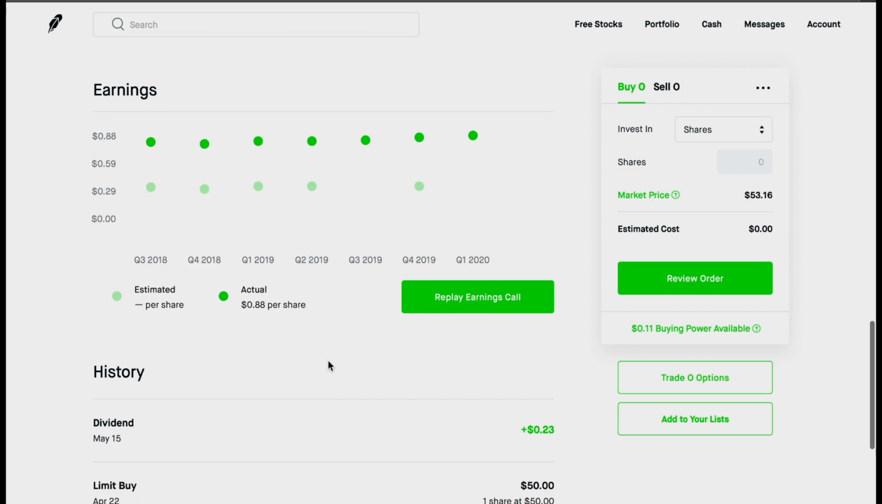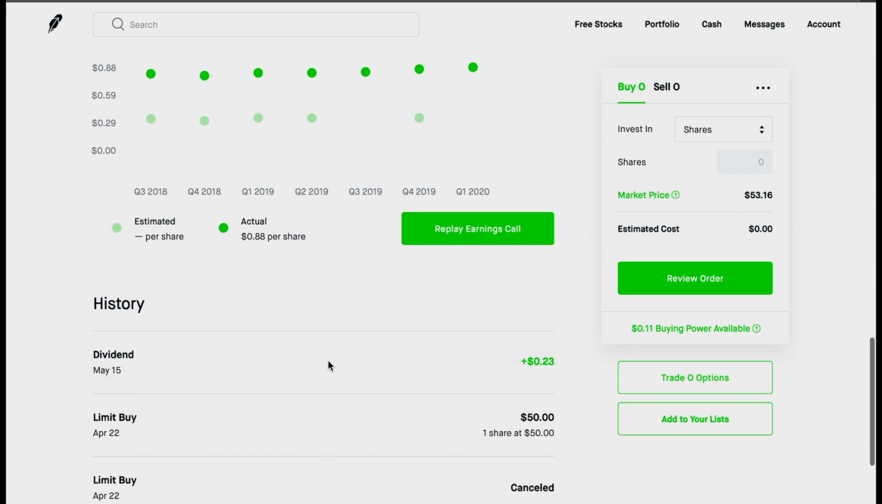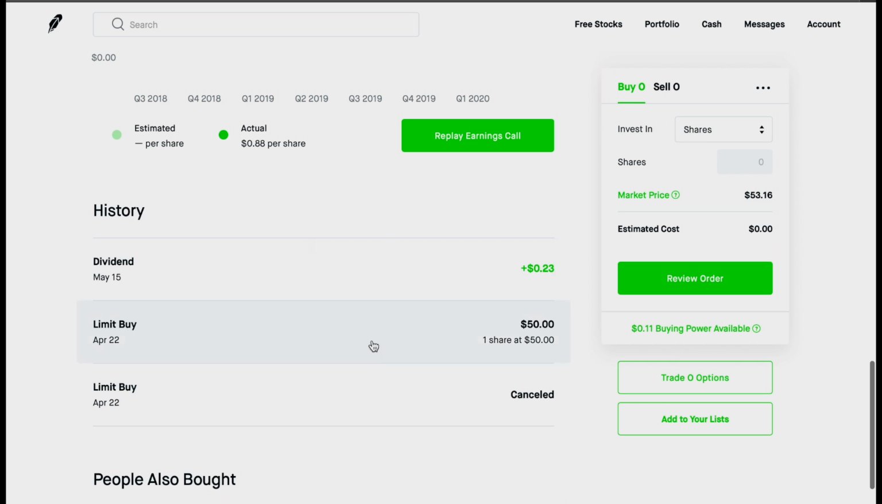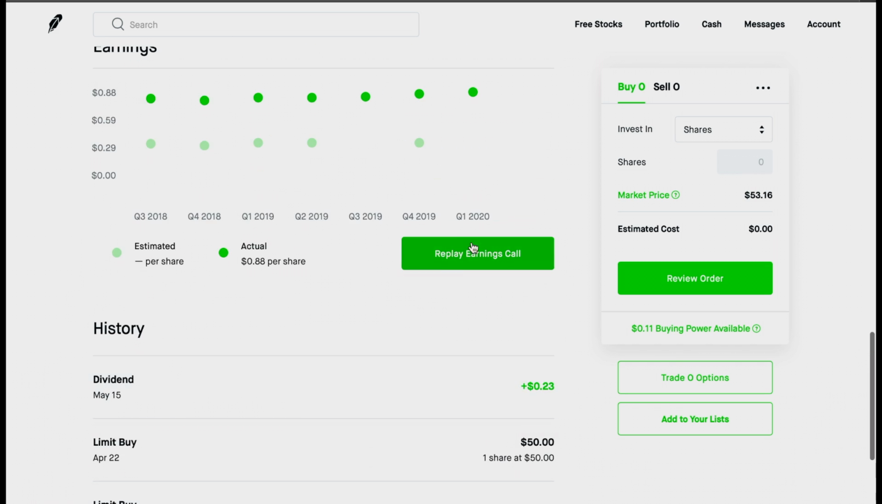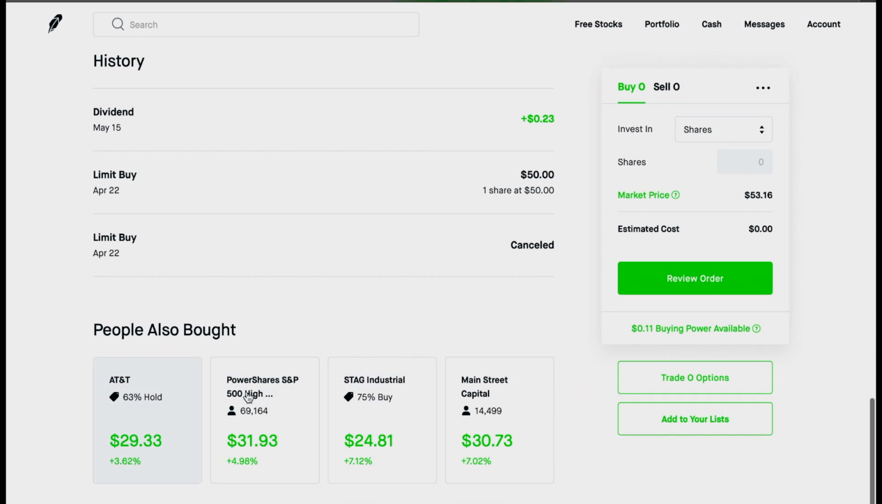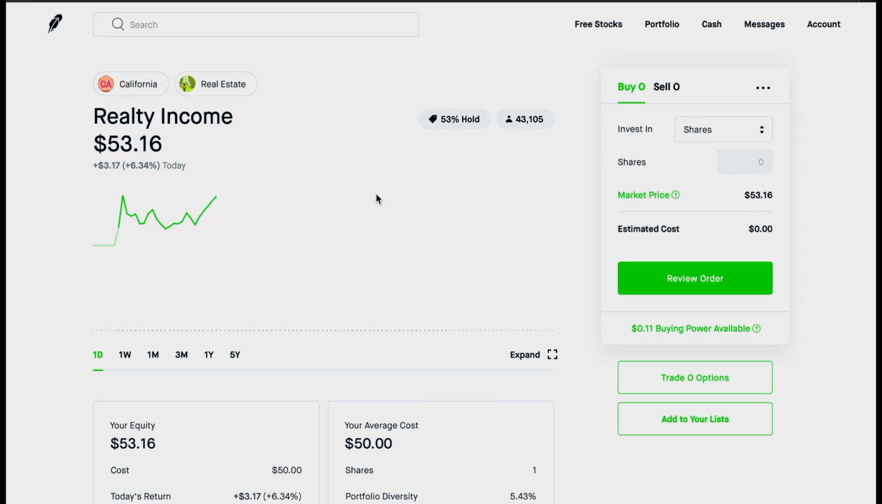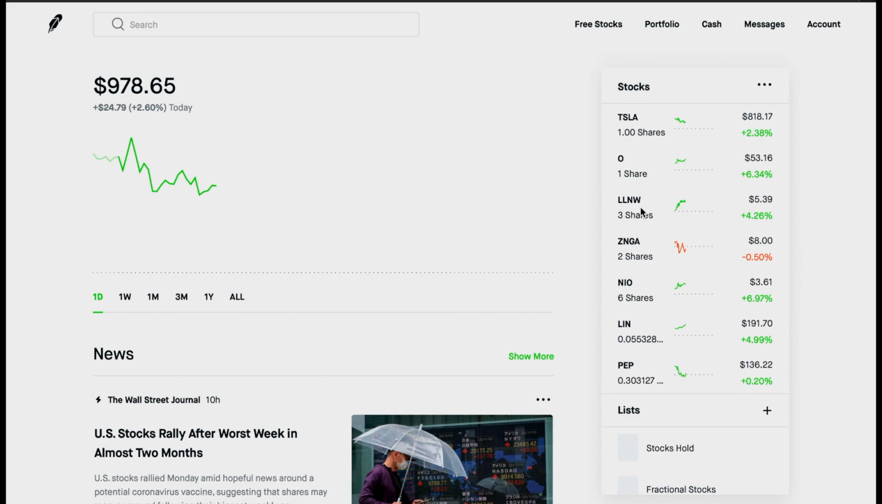If you scan down further, you can see the dividend I received on the 15th, as well as the order I placed. And if you had any canceled orders, you would see those as well. And then you can see here, you can replay their earnings call, and then some more stocks that people bought as well. So then looking back, I bought some of these smaller shares. I initially invested, I think, $25, and then I had, so this is Limelight.